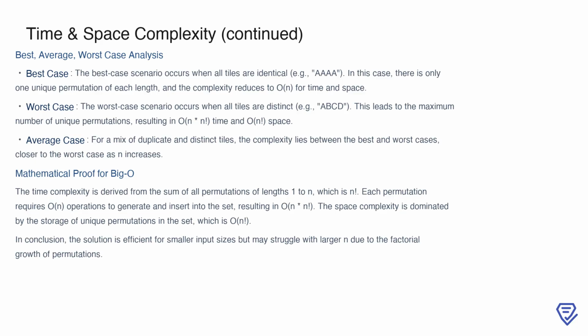For the average case, where tiles include a mix of duplicates and distinct characters, the complexity falls between the best and worst cases, though it tends to approach the worst case as n increases. To summarize, the factorial growth of permutations makes this solution efficient for smaller inputs, but it becomes computationally intensive as n grows larger, which is a trade-off inherent to problems involving permutations.